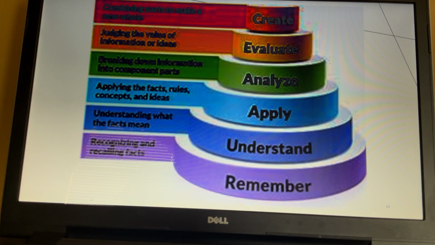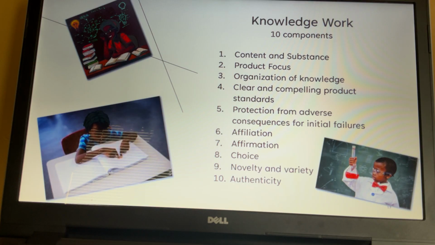Another tool that's good to have in your lesson planning toolbox is an understanding of knowledge work. There are 10 components of knowledge work. This term, knowledge work, was created by Dr. Phil Schlechty back in the 1990s when he was quite concerned about the kind of work we give children to do in the classroom. Because remember, the work we give them is designed to teach them. And if they're not learning from the work we're giving them, then we have to redo the work.